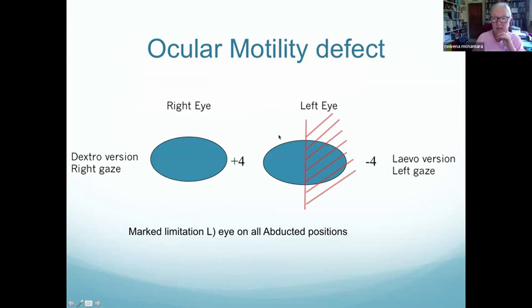So to draw his defect, we have done the eye movement examination, and this is how we can actually illustrate the defect. So the defect is happening when he looks into abduction, and we can grade it as being no abduction at all as -4, and the overacting synergist in the other eye would be given +4. Remember, this is the patient's right eye, this is the patient's left eye, this is looking to the patient's right, this is looking to the patient's left. And a written summary would be marked limitation, the left eye in all abducted positions. So that means looking over to the left.